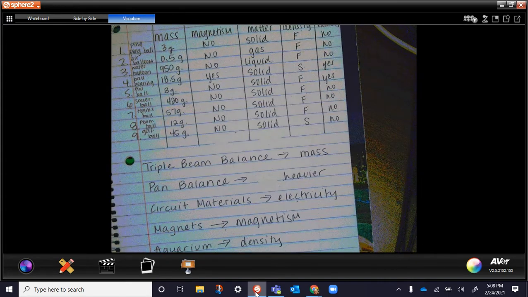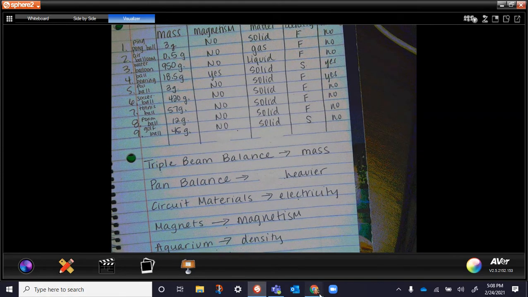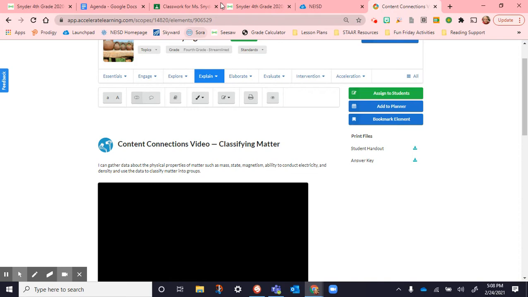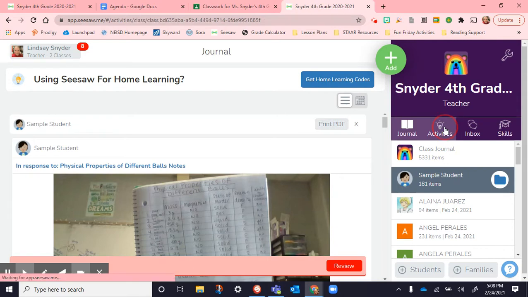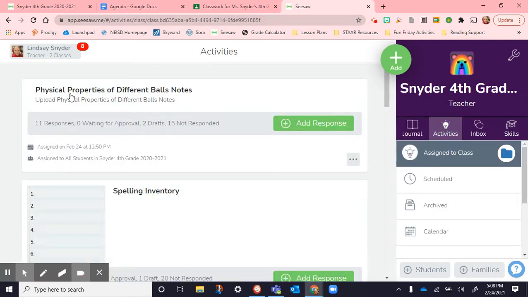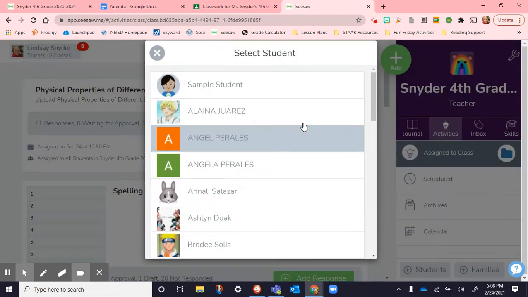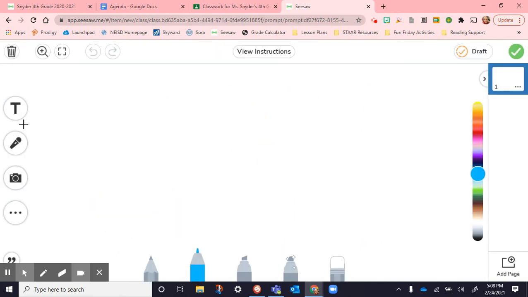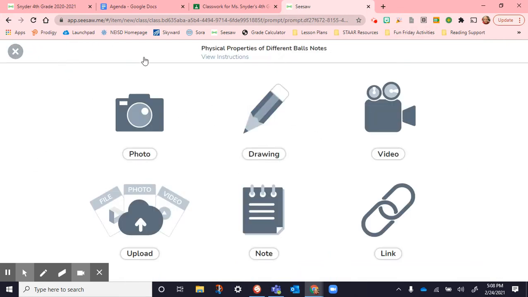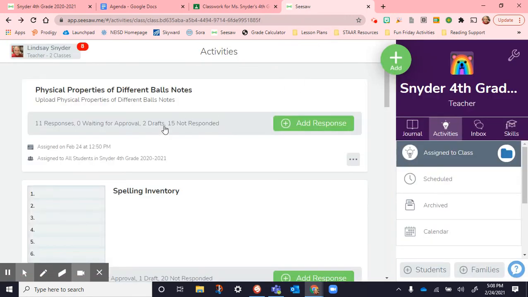And so we took notes on this, and the notes need to be uploaded into Seesaw. If you go back to here, there's an activity. It says physical properties. You click add response, find your name, and it brings up this. You can add a drawing, and you just take a photo, use the camera, and upload a copy of your notes and hit the green check. I have quite a few who have not done that yet, so make sure you get that in.